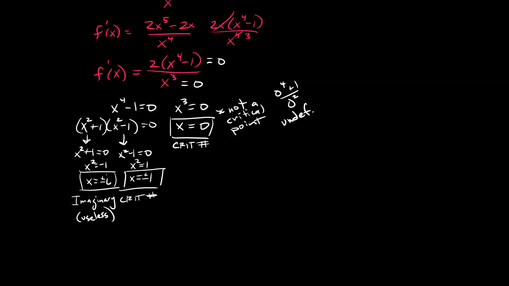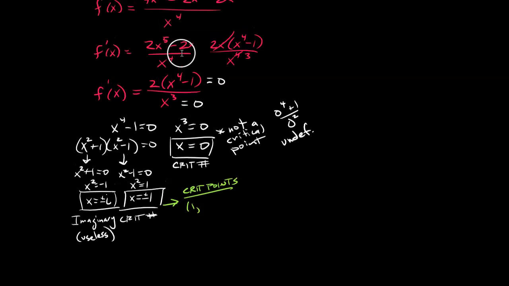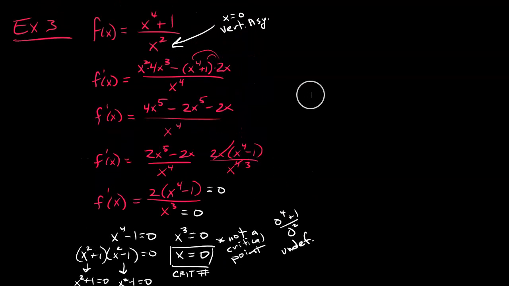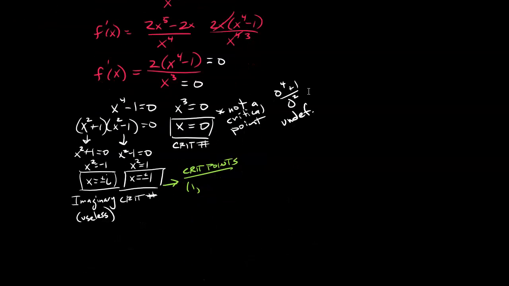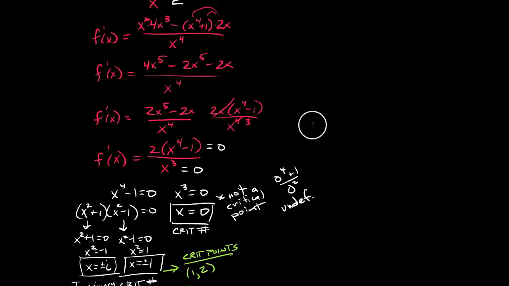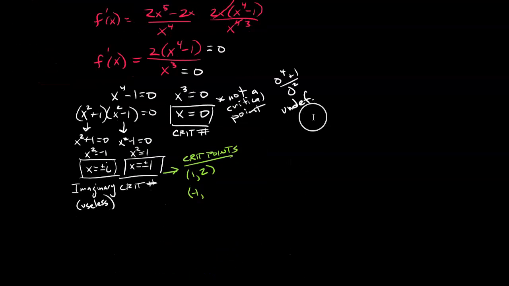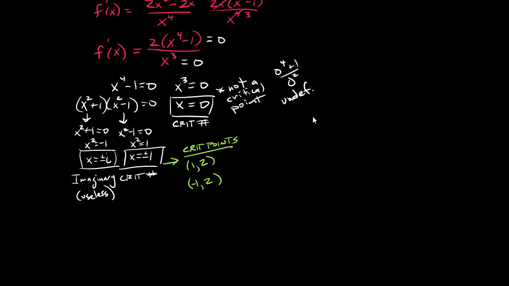Critical number, not a critical point. These are critical numbers, but we do have two critical points from it, because they're actual points. And at positive 1, if I plug it in the original function, I'd have 1 plus 1 divided by 1, so 2. And if I plug negative 1 into the original function, oh, it's still 2. They're even powers. So these are critical points, and it's possible we're going to have maxes and mins from them. These don't have critical points because they're not actually even numbers.